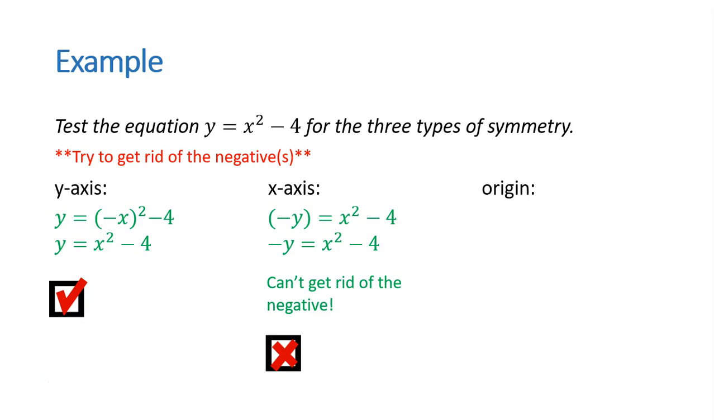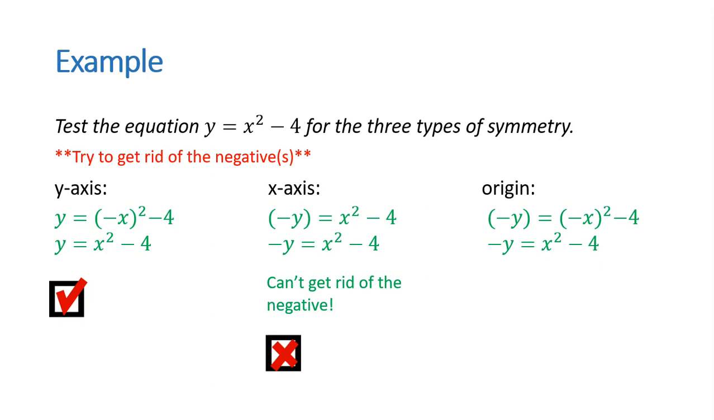So based on the hint we had from the previous slide, we know that in theory, origin symmetry should not work as well. We either have one type of symmetry, no type of symmetry, or all three must apply. But let's prove that origin is not going to work in this case. So for origin symmetry, we plug in a negative x and a negative y, and we see if we can simplify from there. So again, with the parentheses around the negative y, nothing really changes, so we can remove those parentheses. And then squaring the negative x makes the negative go away. So we're left with negative y is equal to x squared minus 4.